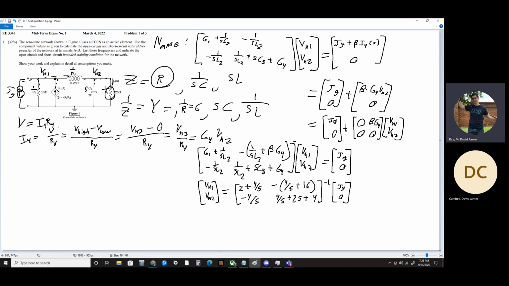Plus 4. Raise the negative 1. Open, open. Y. Close, open. 0. Close, close. There we go.